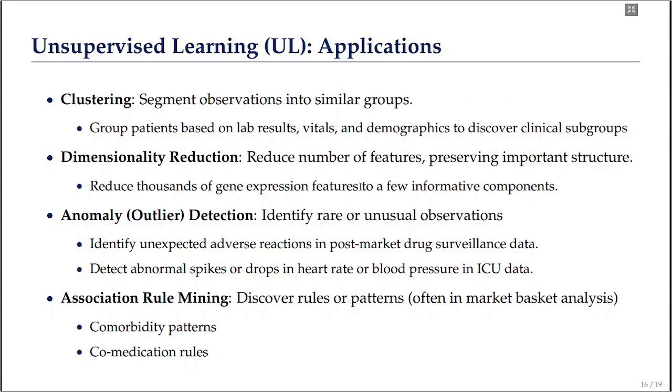So in unsupervised learning, basically, one, we have clustering, which is just segmenting observations into similar groups. For example, it could be grouping patients based on laboratory results, vital symptoms, demographics in order to discover certain clinical subgroups. So here, there is no specific outcome variable, but just the patients are grouped based on their characteristics.